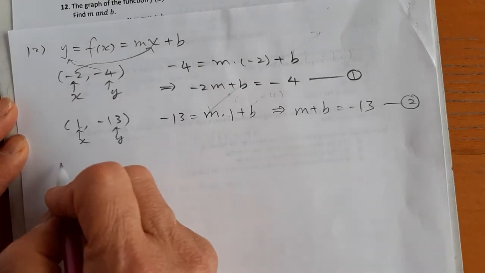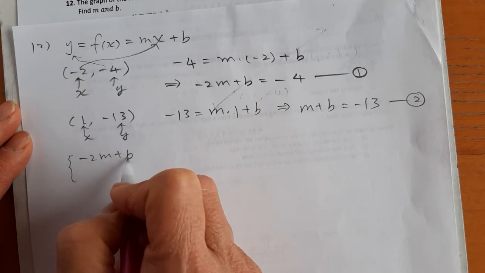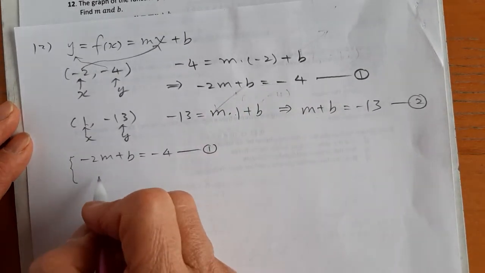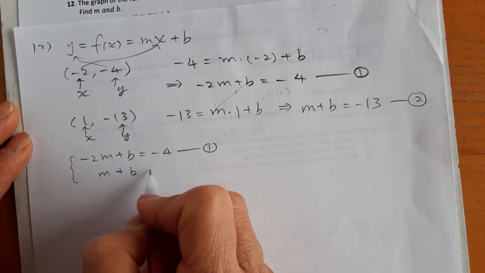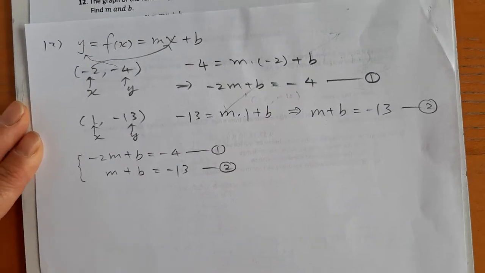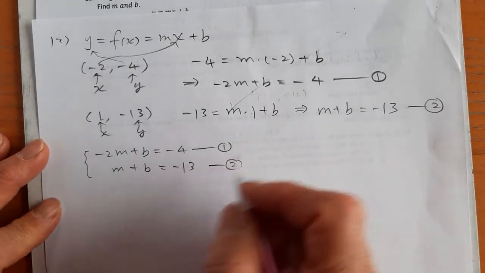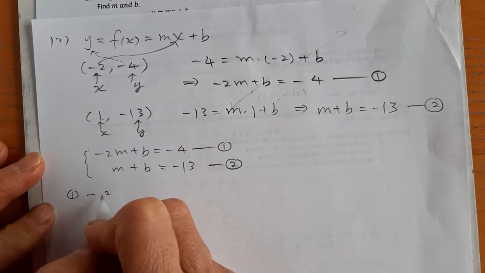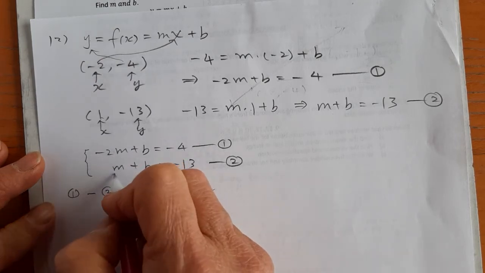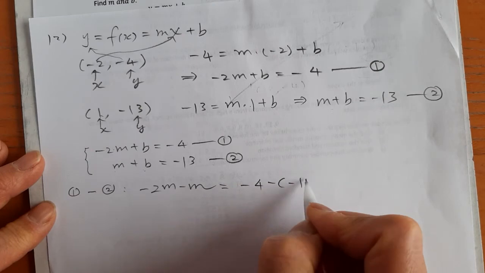The two equations form a linear system. One is -2m plus b equals -4, the first equation. Second is m plus b equals -13, the second equation. Then you can use the elimination method. You subtract: the first equation minus the second equation. You get -2m minus m, b minus b is 0, equals -4 minus -13.